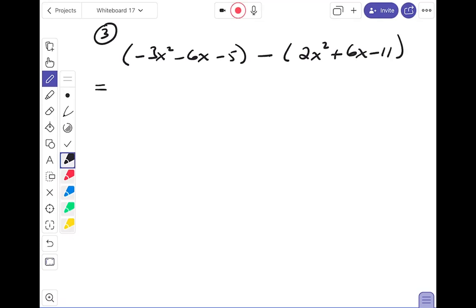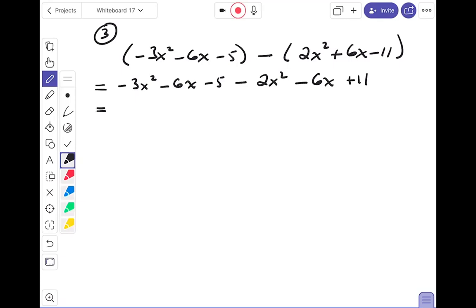I'm going to go left to right in the problem. And before I do, I want to emphasize here, these are grouping symbols. Inside this group is a trinomial, 3 terms, degree 2. Inside this grouping symbol, there's a trinomial, degree 2. All right, I'm going to do the horizontal format, moving left to right. Minus 3x squared minus 6x minus 5 minus 2x squared minus 6x, minus a minus 11 is plus 11.